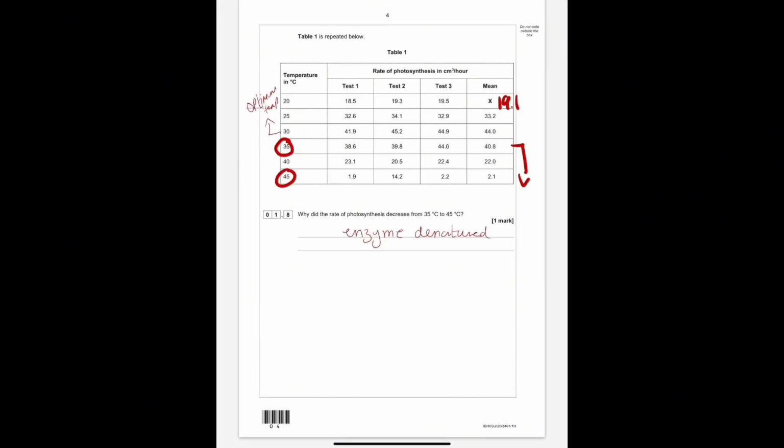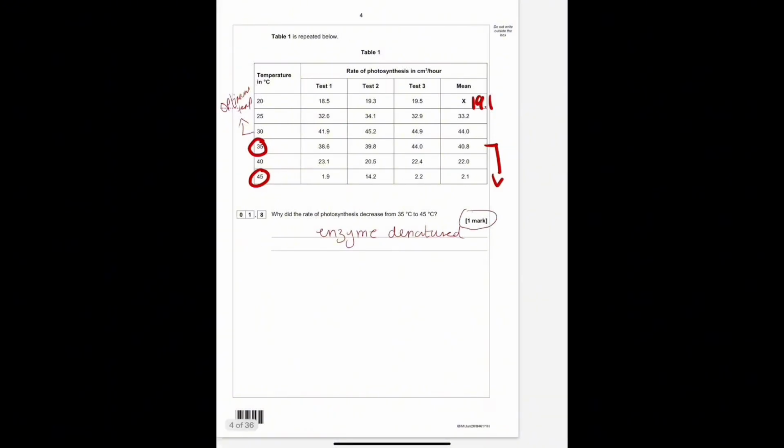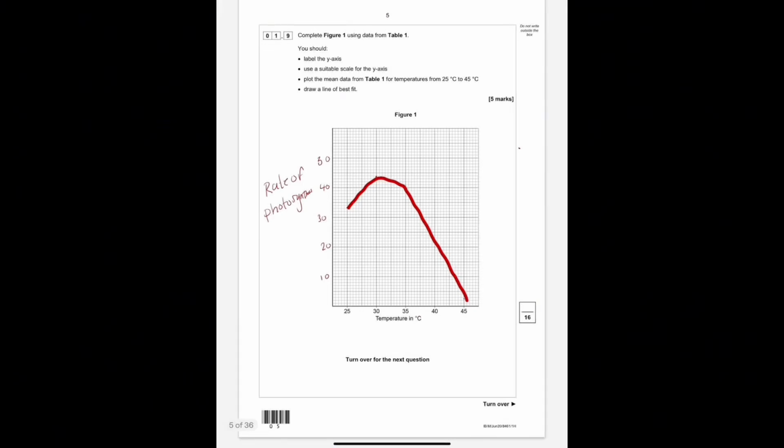You cannot write down the enzyme is killed. You cannot write that down. You can write down the enzyme loses the shape of the active site. That's allowed as well. I've just put down enzyme denatured as it's the easiest to remember, to be honest, but please do not write down enzyme was killed. They won't accept that.